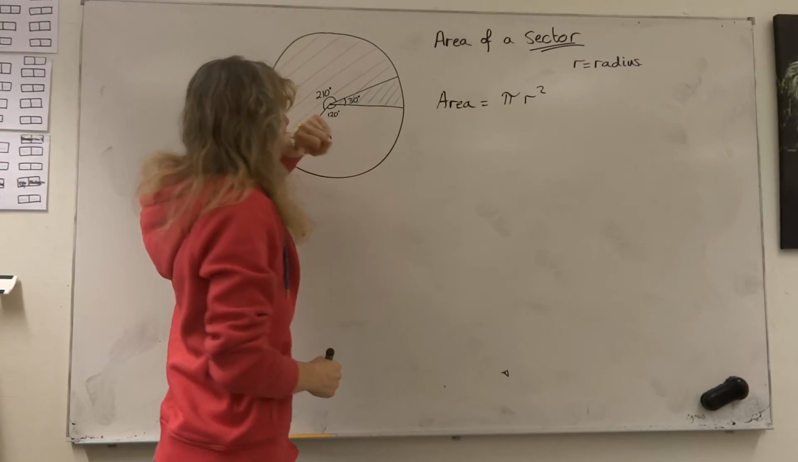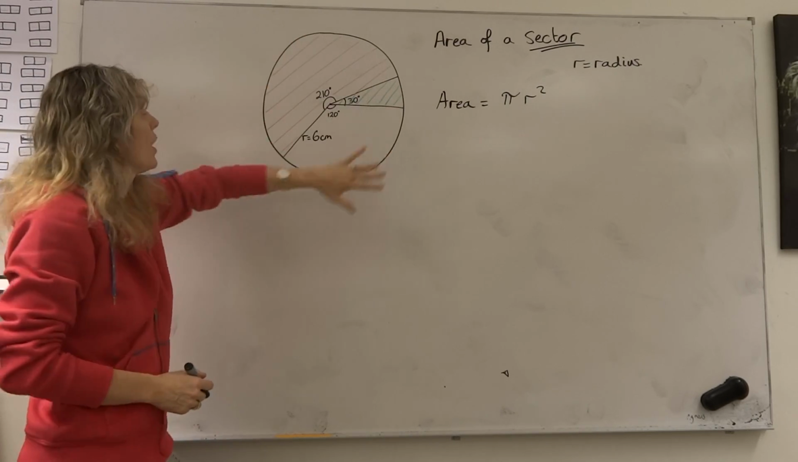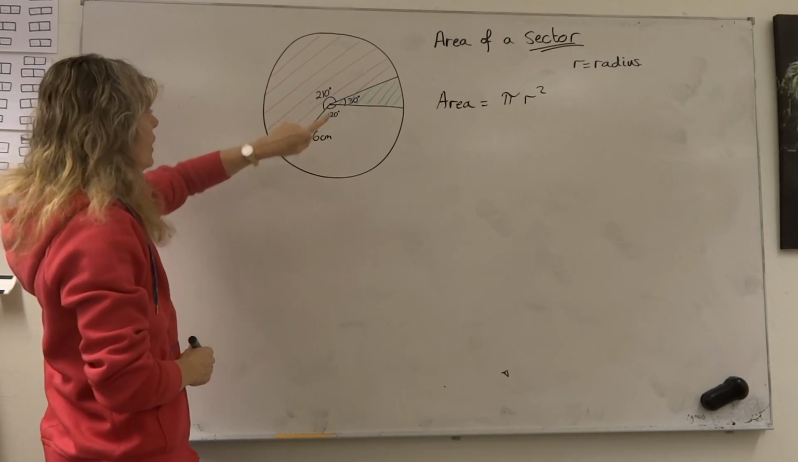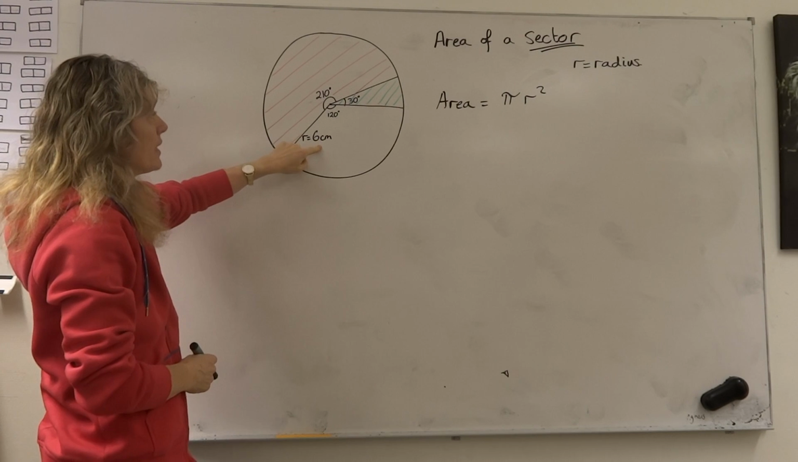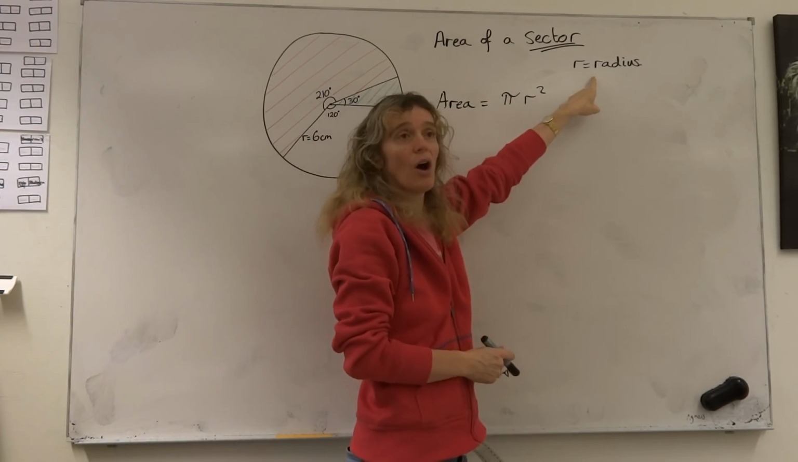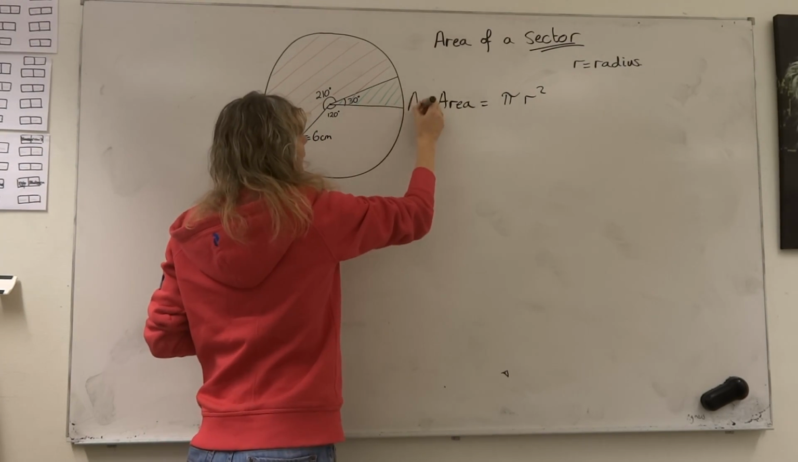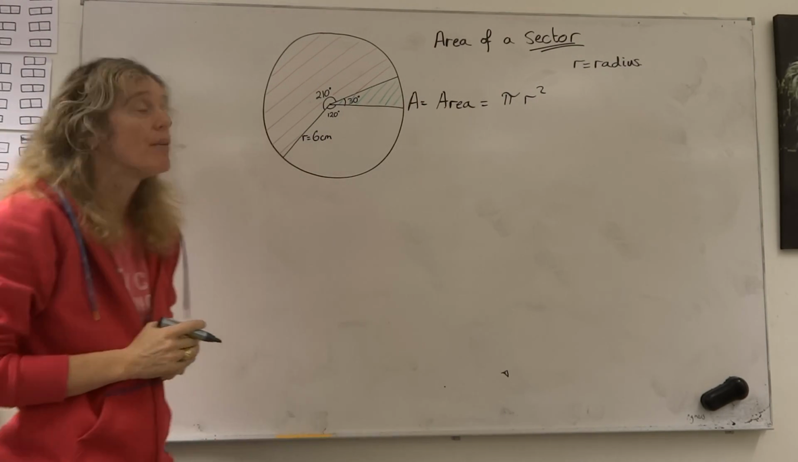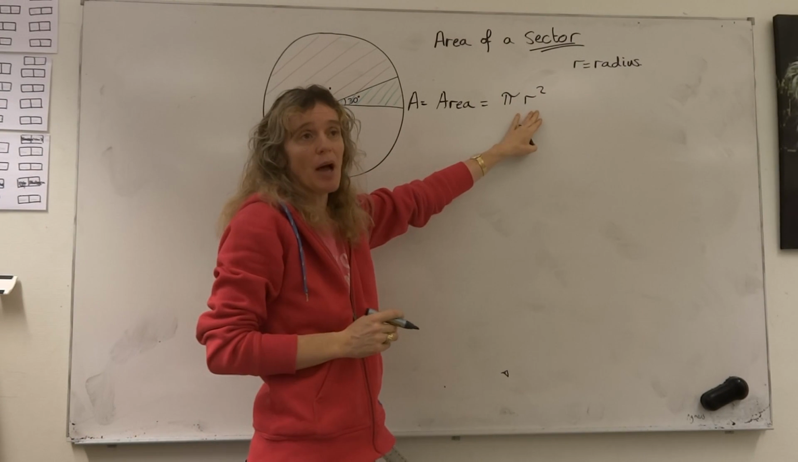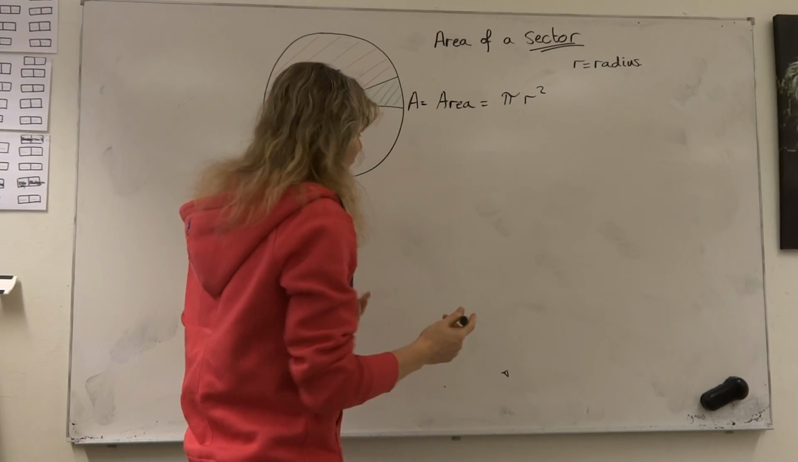Okay, I'm going to talk about areas of sectors. The first thing we know is, pretend this is a perfect circle. The radius is 6 centimetres. We've defined up here that r equals radius. And area, let's start calling area A from now on. A equals area, which we know for a circle is pi r squared. So that's nice and easy.